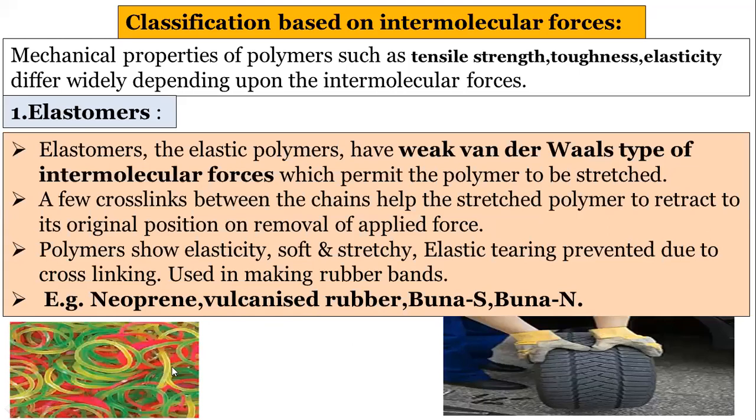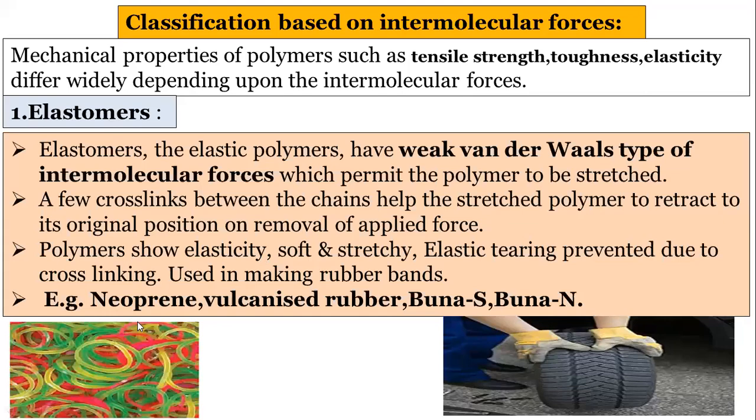So some pictures are shown. These are the rubber bands. These are elastomers, and this is a rubber. This rubber is synthetic rubber. So if the question is asked, write a note on elastomers, you can write all these points.